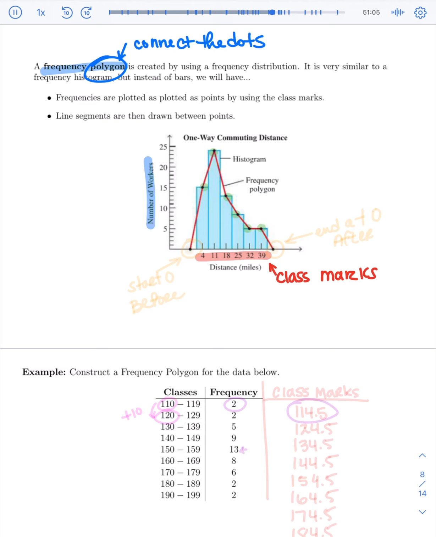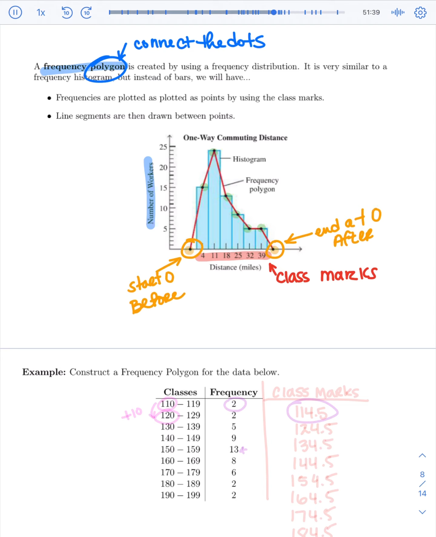However, at the value before and after our first and last class, you're going to have to bring it back down to 0 at the bottom. So you should start and stop at 0. So end at 0, and we have to start at 0. And this is before and after your classes. This will be before your classes, and this will be after your classes. So that's kind of the idea of what's going on here.